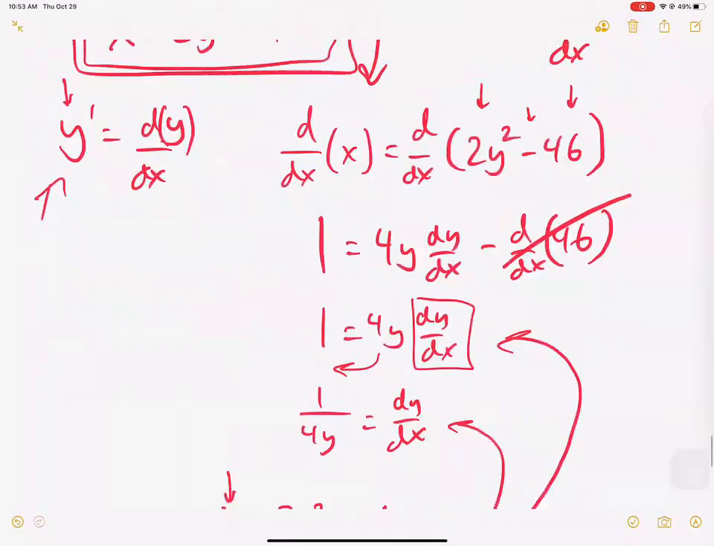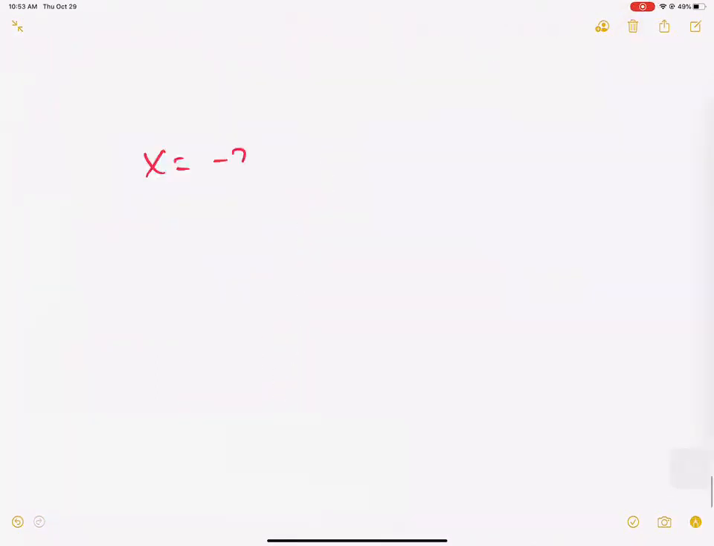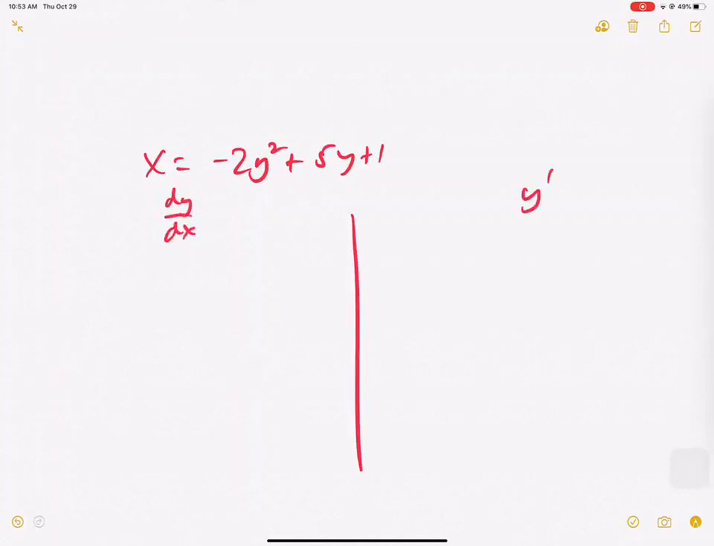Let's do another problem here. If I say x is equal to negative 2y squared plus 5y plus 1, I'm going to do this in both ways. You make a choice. You can say dy over dx, or you can say y prime. Both are 100% correct. So let's do the dy over dx way. d over dx to both sides: x and negative 2y squared plus 5y plus 1.